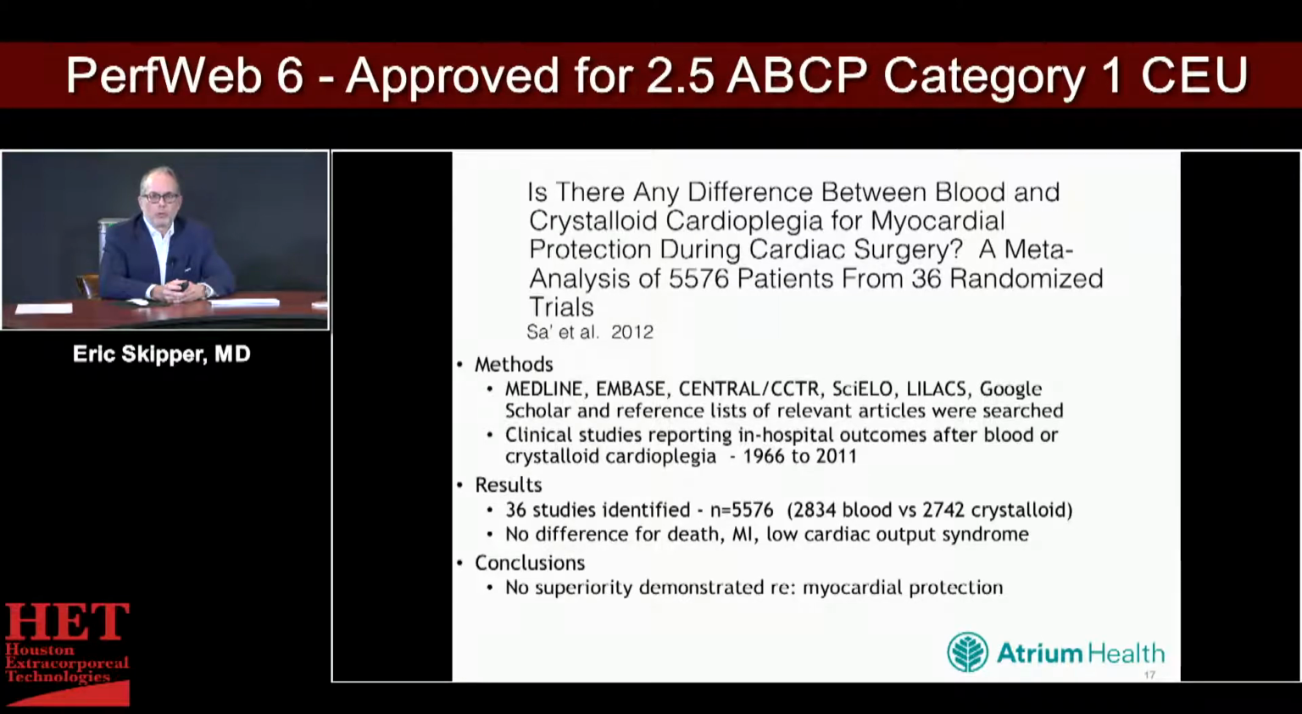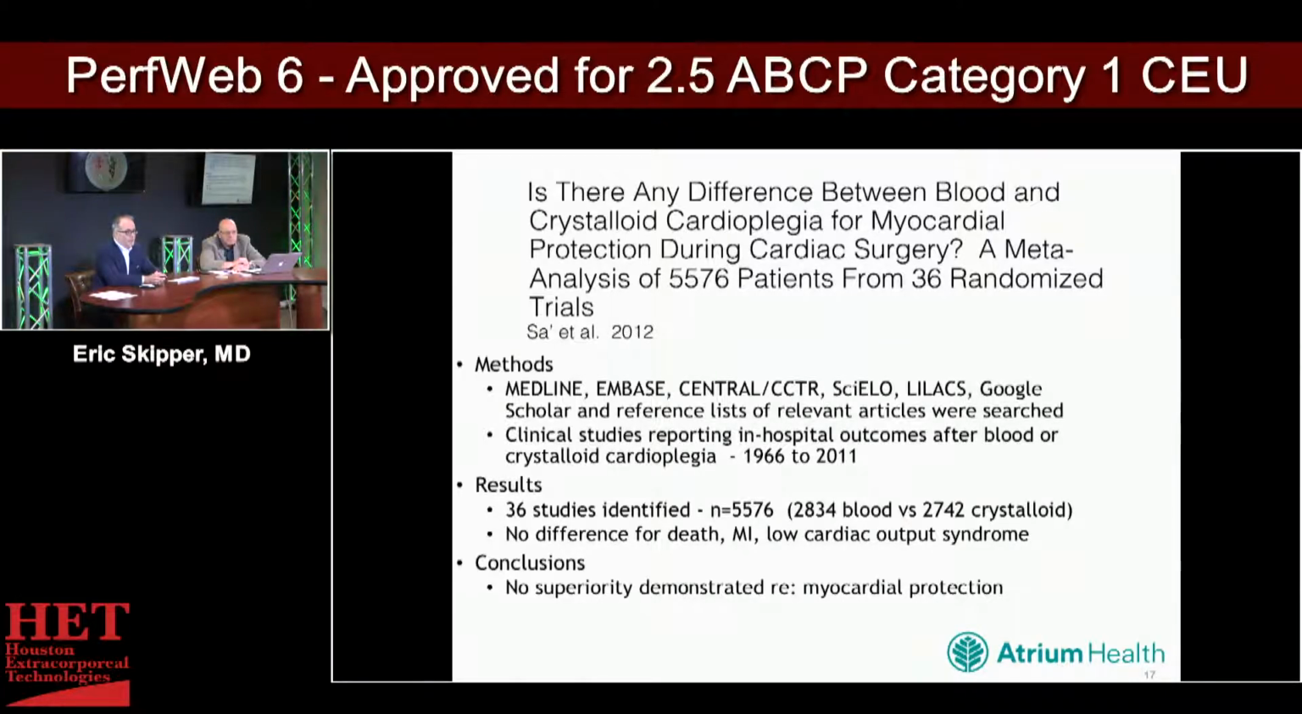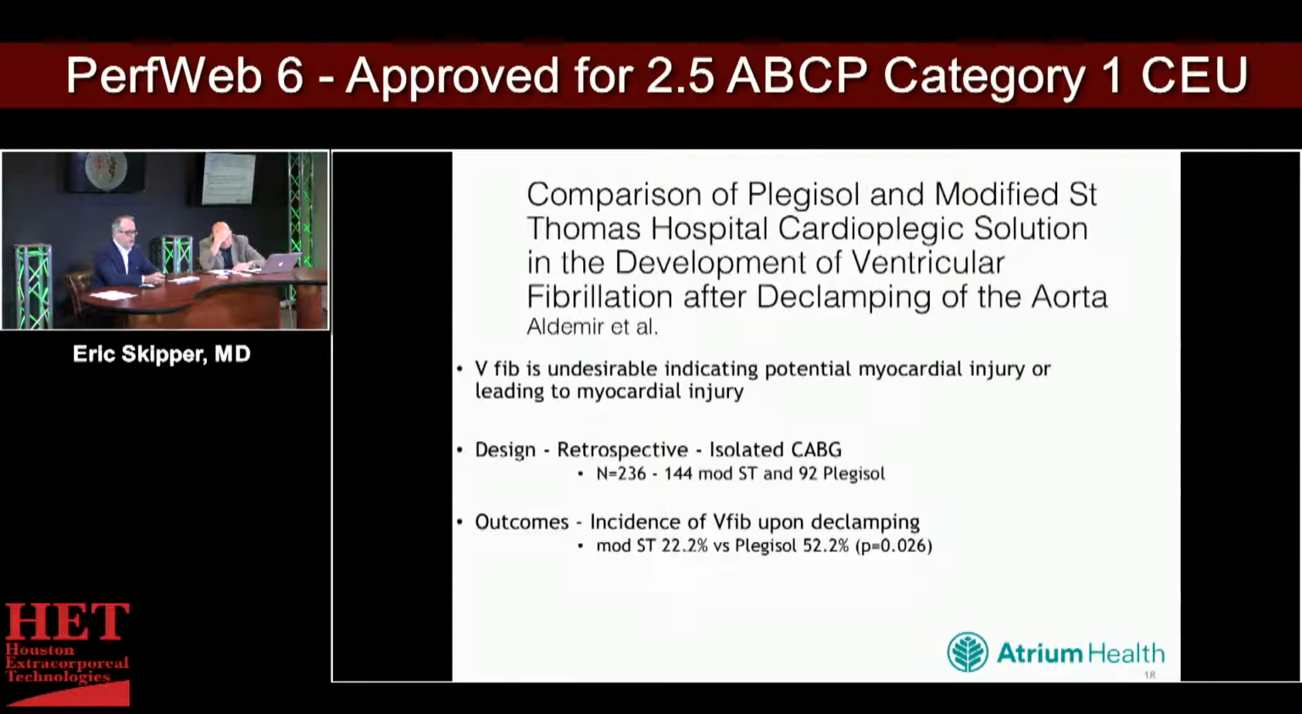If we look at a study from 2012 to look at differences between blood versus crystalloid cardioplegia, one sees first that this was over a broad period of time, 1966 to 2011. And I think we can all agree that things changed a bit during that time interval. But they looked at 36 studies, 5,000+ patients, about half of which were blood cardioplegia and half of which were crystalloid. There was no difference in death, MI, or low cardiac output syndrome, and no superiority could be really demonstrated with myocardial protection between those two strategies.